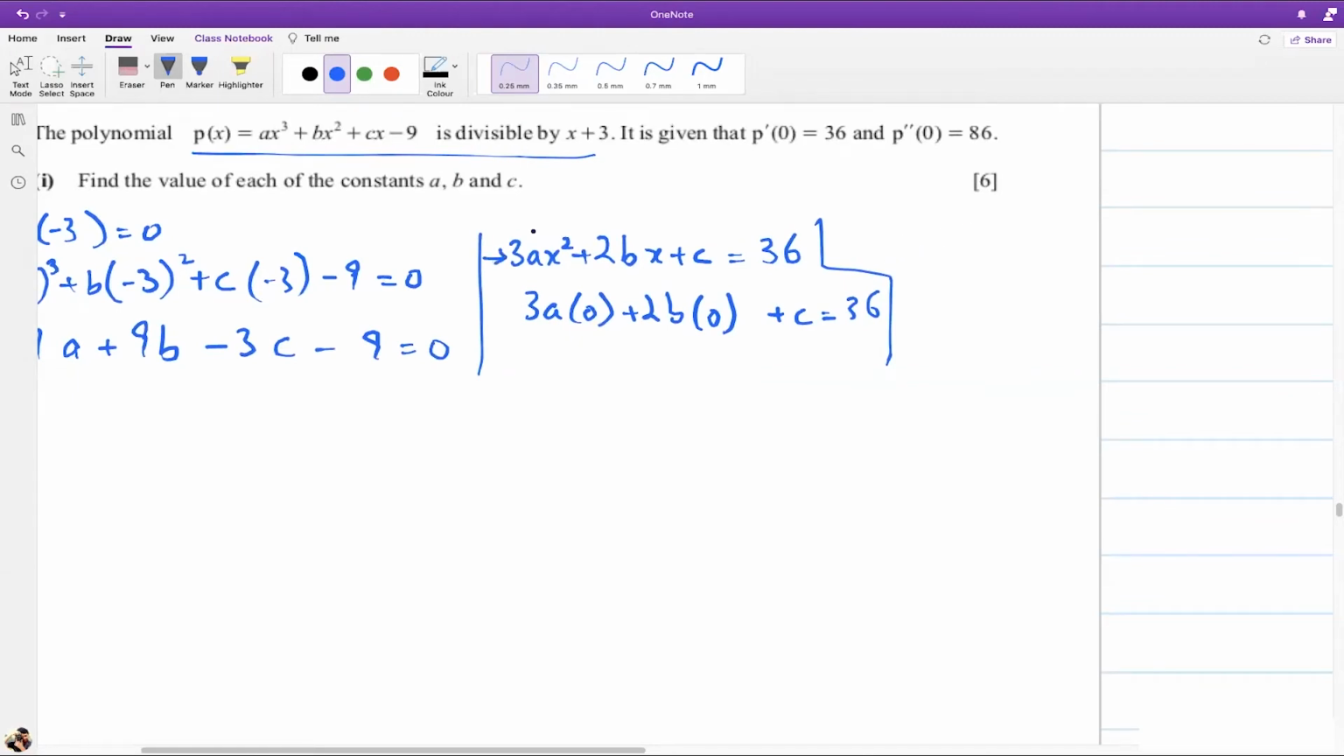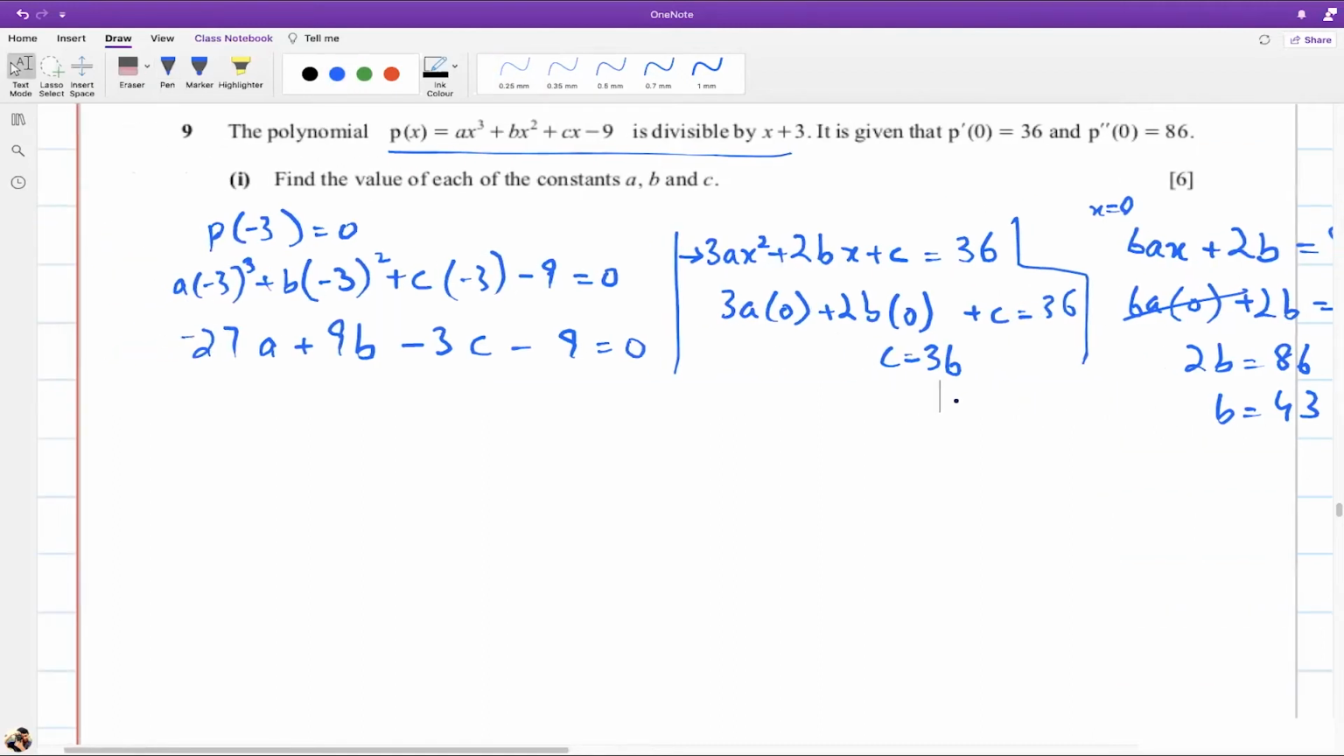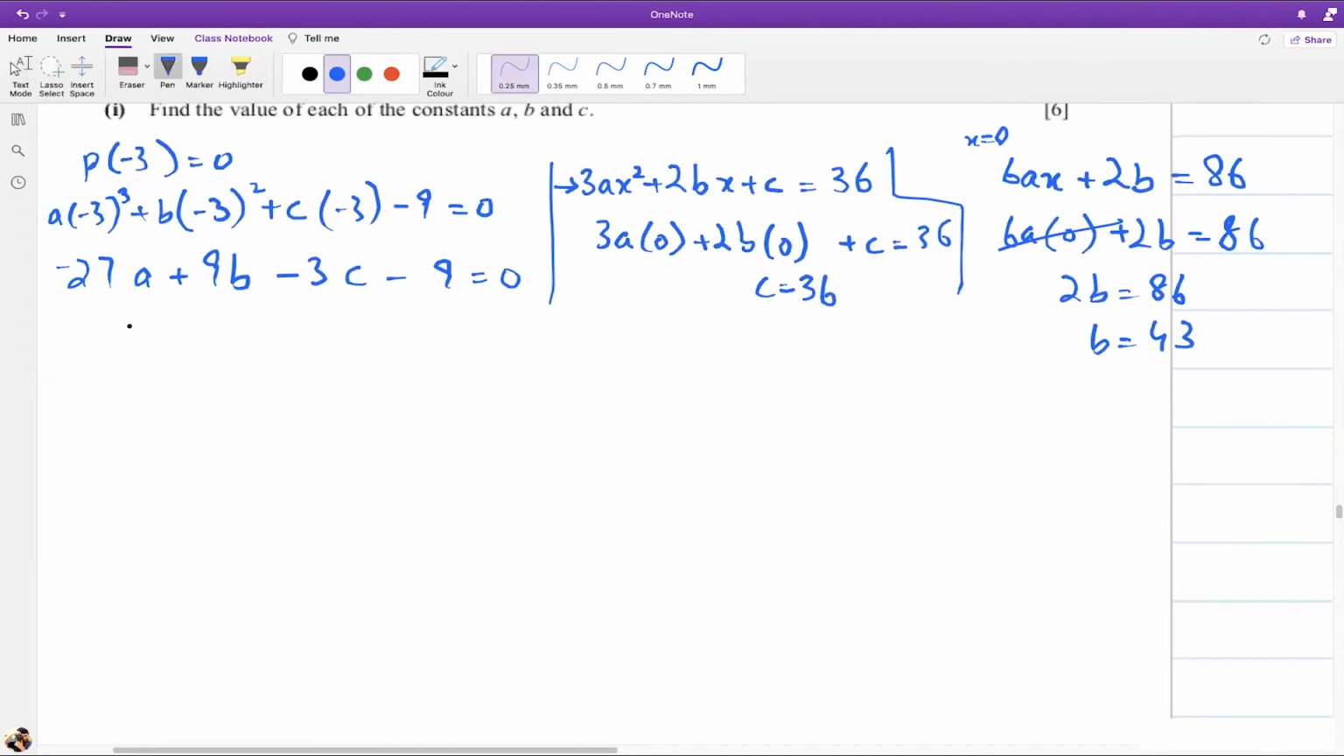ये मेरा p prime है, मैं इसका डेरिवेटिव लेता हूँ। So ये बन जाता है 6ax plus 2b and this is equal to 86 if I put x equal to 0. So 6a into 0 plus 2b is 86. So this whole becomes 0. 2b is 86. So b is equal to 43. अब देखेंगे मेरे पास c है, मेरे पास b है. I put it all back into my first equation. So minus 27a plus 9 into b minus 3 into c minus 9 equal to 0. And I'll just solve this. तो मेरे पास बन जाता है.